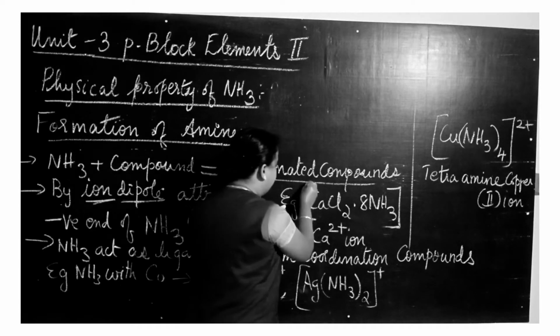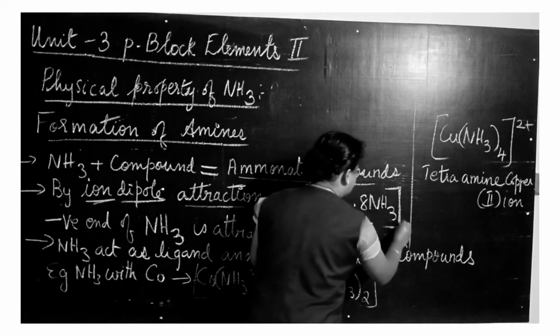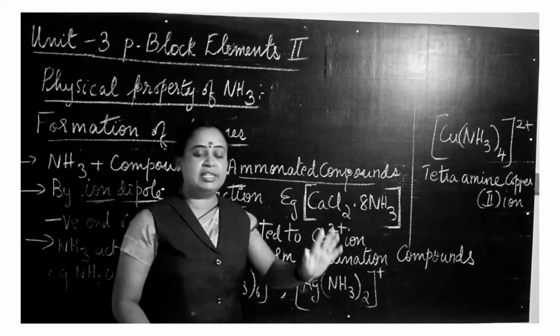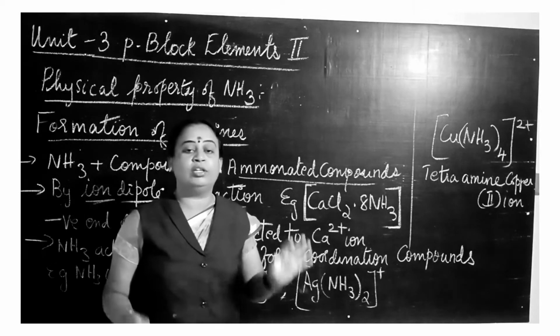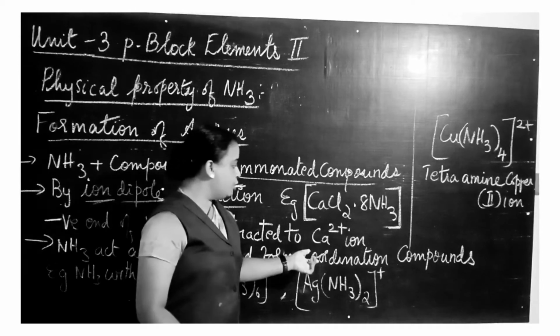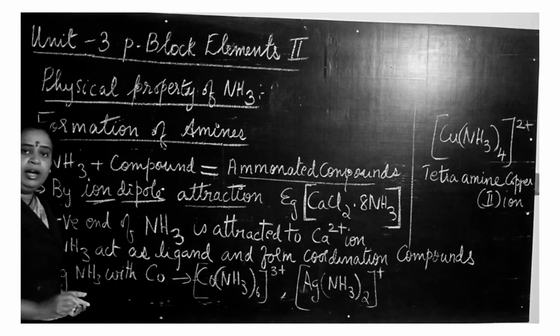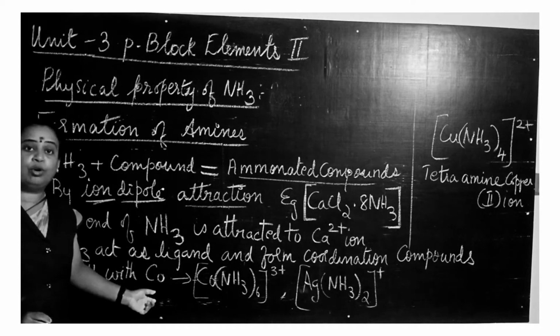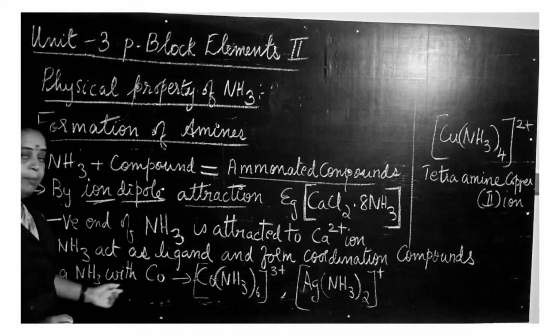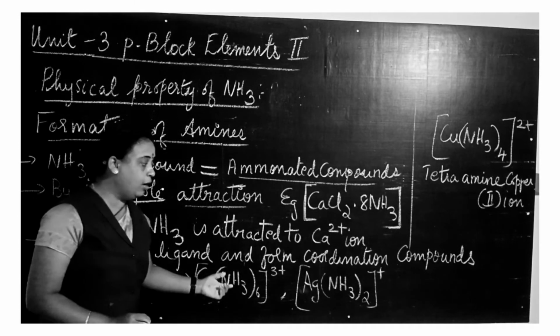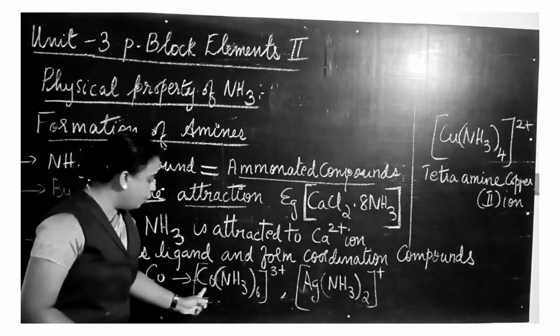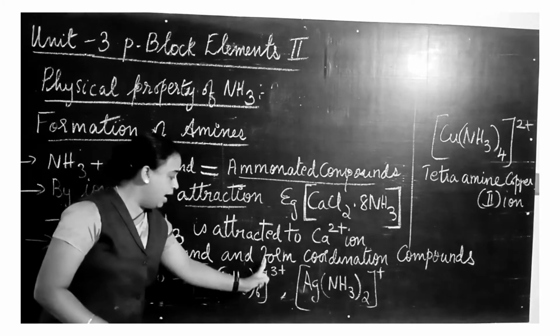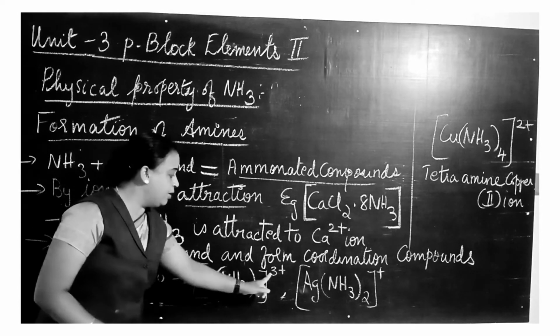Now here you can see one in square brackets. If compounds have square brackets like this, that means it is a coordination compound or complex compound. Here ammonia can combine with cobalt, Co. When ammonia combines with cobalt, it forms a coordination compound like [Co(NH3)6], and the charge of this compound is 3+.